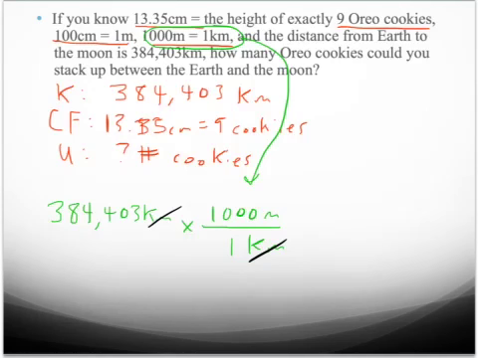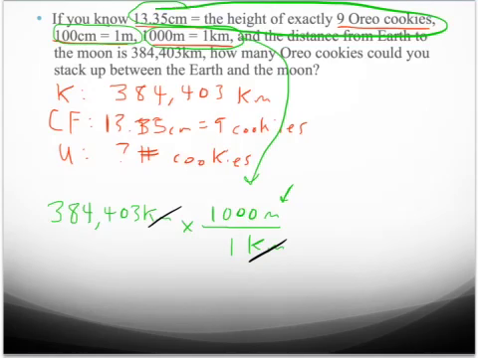And if we solve the problem right now, we'd have our answer in meters, but we want our answer in number of cookies. So we're going to keep going. Now we can see we have meters here, and we do have one conversion factor for meters. We can convert meters to centimeters. Okay, why would we want to do that? Because eventually we're going to convert centimeters to Oreo cookies using this last conversion factor.